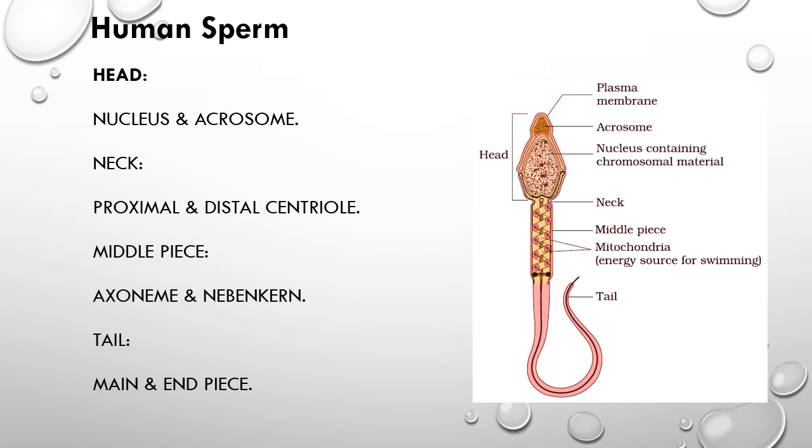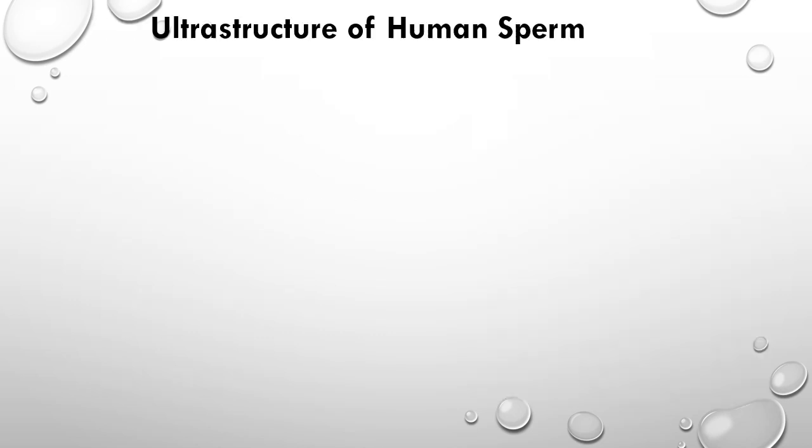Here in the region of the middle piece you can see the presence of mitochondria, which is surrounded by a protective covering called the Nebenkern sheet. So it is covered by the Nebenkern sheet. This is the ultrastructure of human sperm.